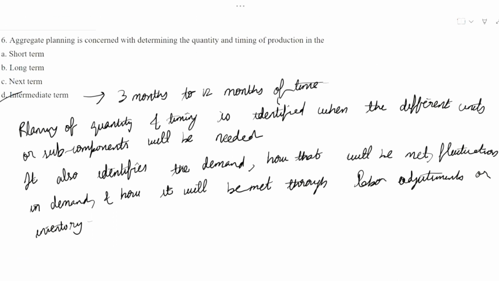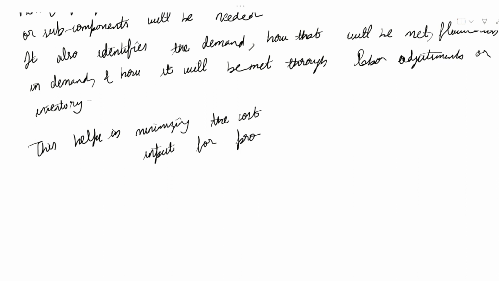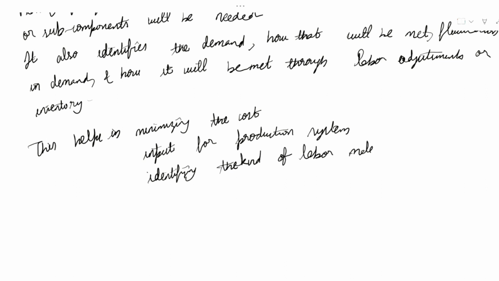Eventually, the advantage of aggregate planning is that it helps in minimizing the cost, and gives input for the production system, identifying the kind of labor, material or capital which will be needed for a smooth production.